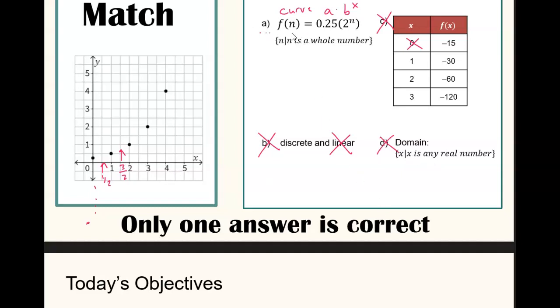Once again, the only one we have left is A, and it does seem to fit. It is a curve, it is exponential. It has the right y-intercept because of that 0.25 right there. It's our value at 0. And n is a whole number. The domain matches. So all of those things match. We're going to go with A on this one.